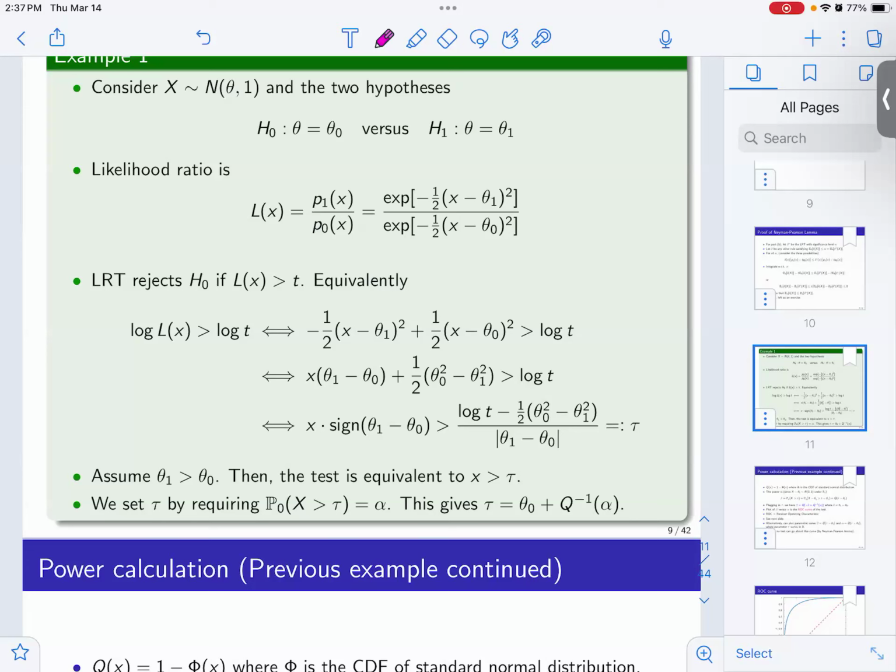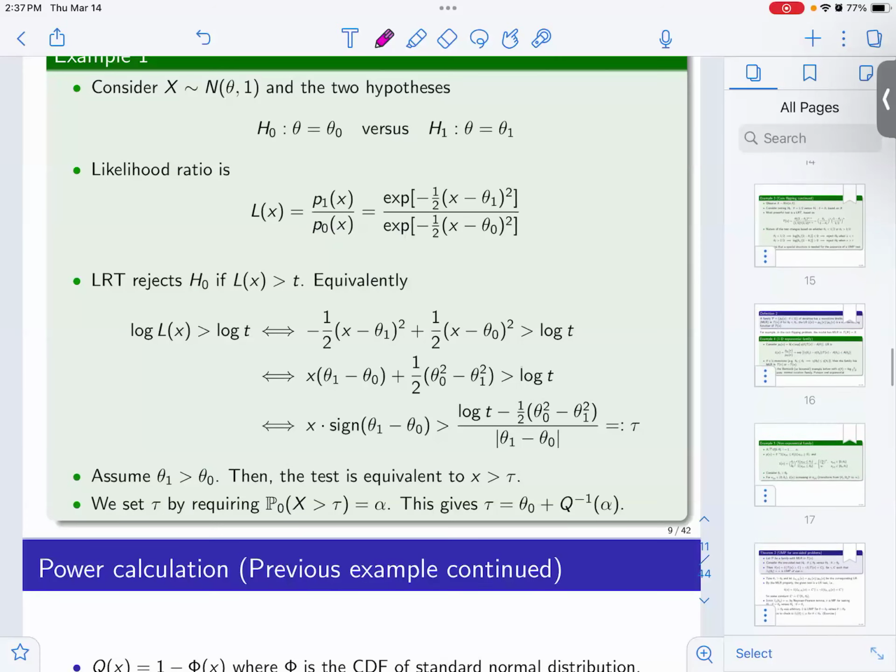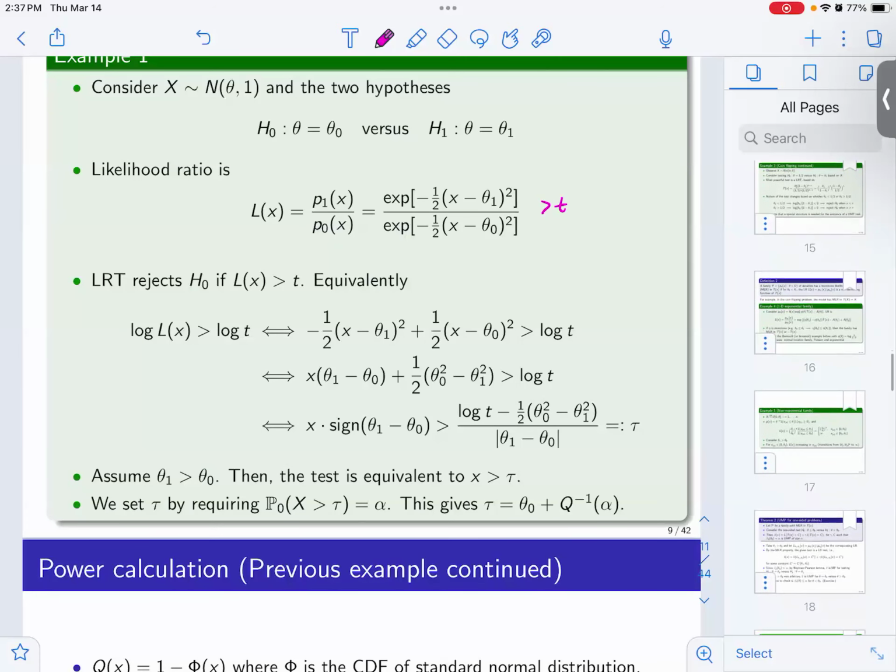It's up to you to decide what you do there, you define it arbitrarily. So I set it bigger than T, and then you often manipulate it. For example, you take the log, it's the same. So the set of all x such that L of x is bigger than tau is the critical region of the test. Taking the log is not going to change it. So the log of L of x is bigger than log of T.